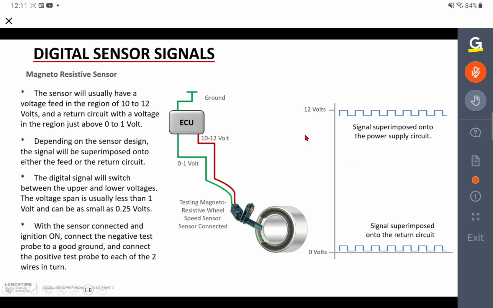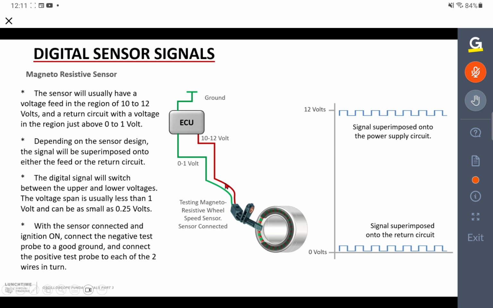So we can get the signal on either of those two wires, but if it's on the power supply wire, it's typically between 12 and 11 volts, and if it's on the ground circuit wire, it's typically between 1 volt and almost 0. So still carry out the same test procedure: take a positive probe, connect it to the power supply wire, and of course connect it to the ground wire as well.